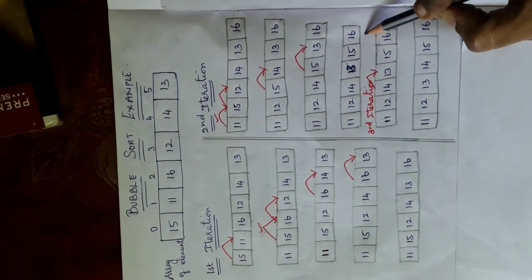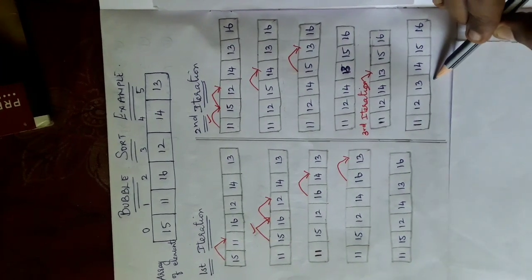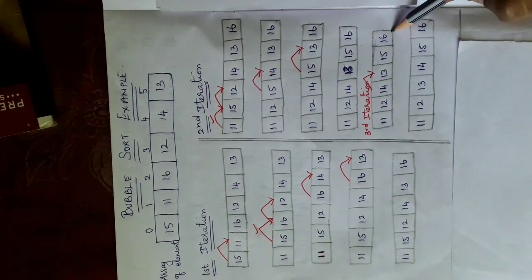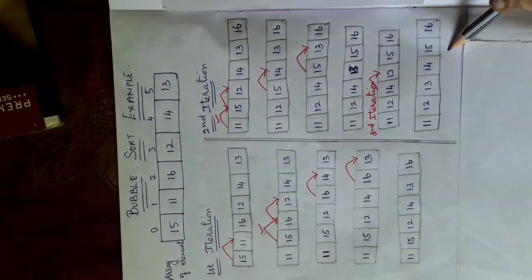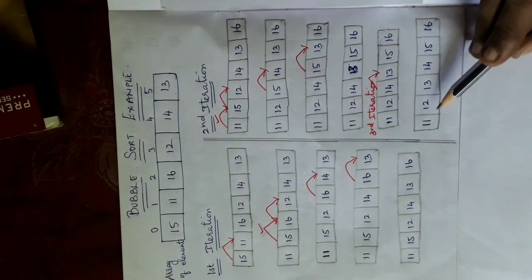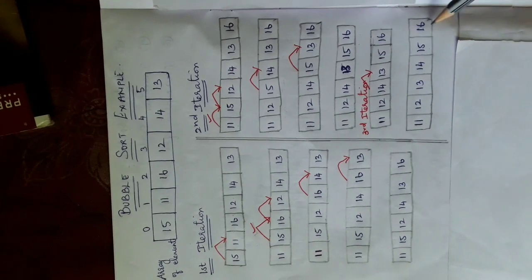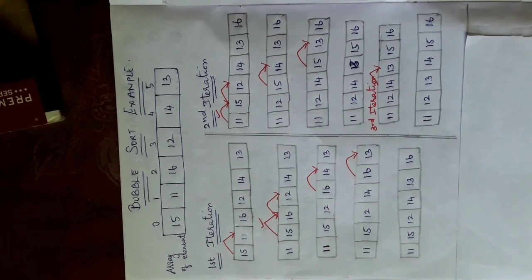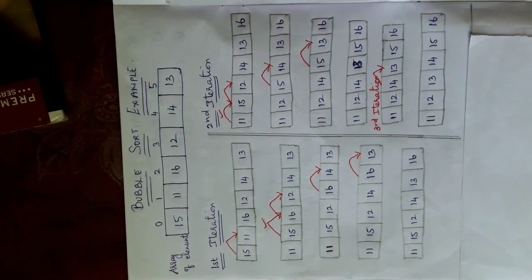Now also it is not in proper order. It will go for the third iteration. After finishing the third iteration, we got the final sorted array as 11, 12, 13, 14, 15 and 16. So this is the example for the bubble sorting algorithm.